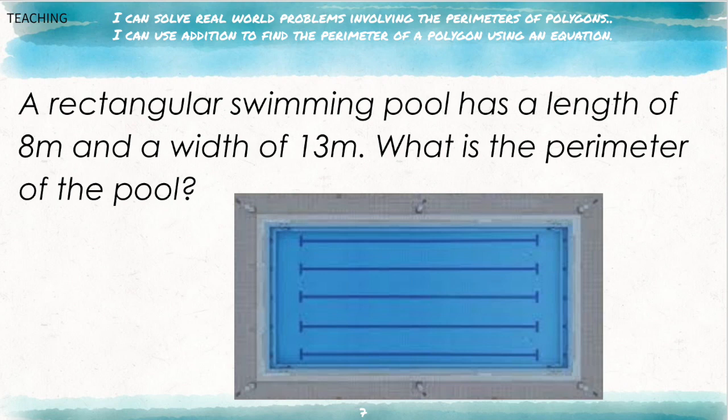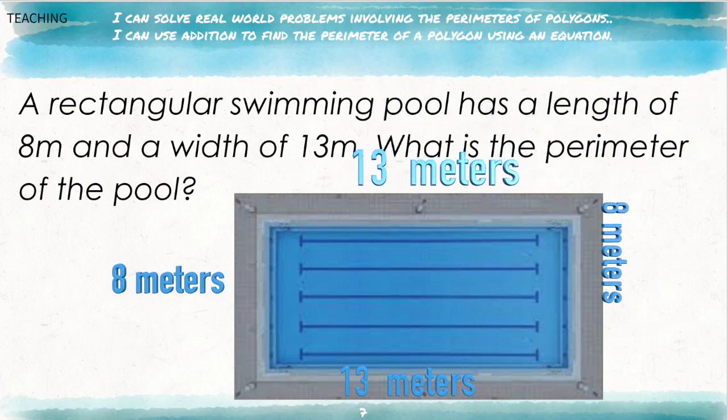Well, on that first leap, I went 8 meters. Then towards the bottom of our screen, I went from left to right, another 13 meters. Then I went up the screen, another 8 meters. And then I hopped right back to where I started, another 13 meters. So now all we have to do is add all of these numbers together to figure out the perimeter of this pool.